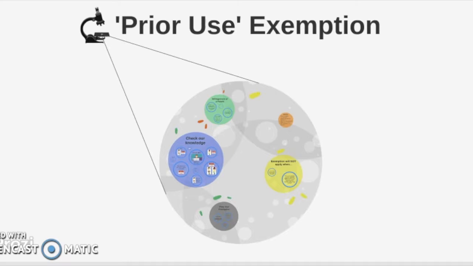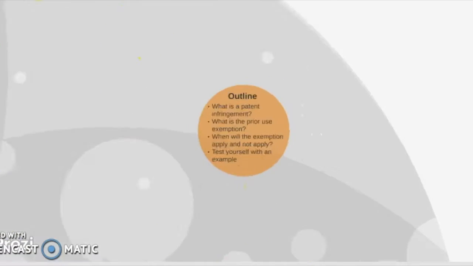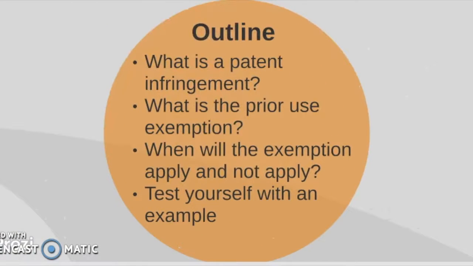Today we are going to be looking at the operation of the prior use exemption in section 119 of the Patents Act. We will be looking at what a patent infringement is, what the prior use exemption is, when the exception will apply, and we'll test your knowledge at the end.